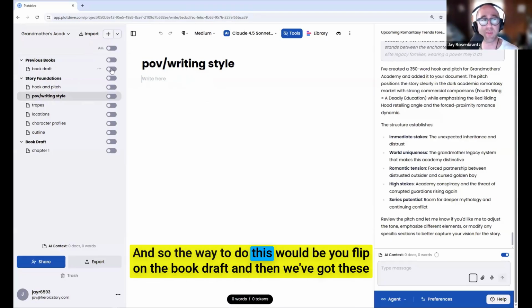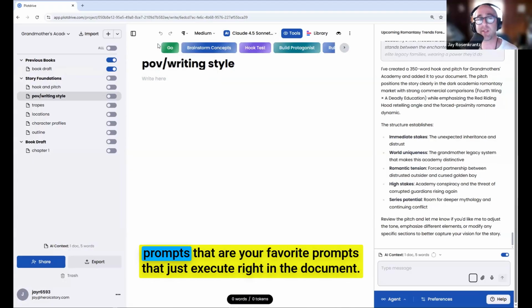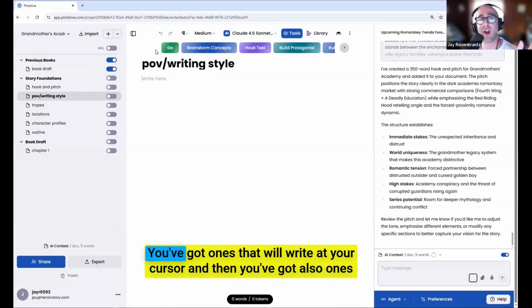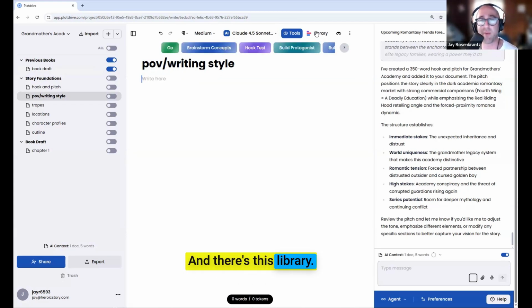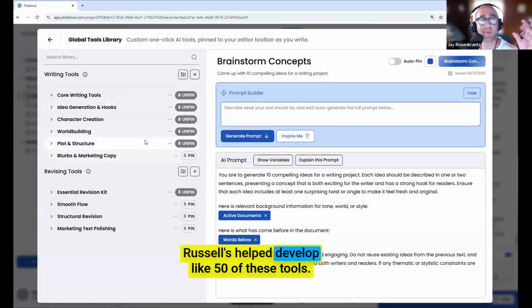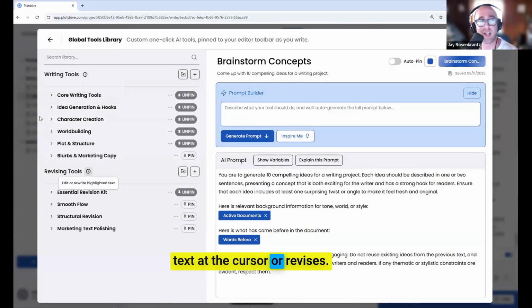And so the way to do this would be you flip on the book draft, and then we've got these one-click tools that you can click up here that you can think of like reusable prompts that are your favorite prompts that just execute right in the document. You've got ones that will write at your cursor, and then you've got also ones that appear when you highlight that do revisions right in the document. And there's this library where Russell's helped develop like 50 of these tools, and you can even create your own. They can be anything like creating text with the cursor or revising.